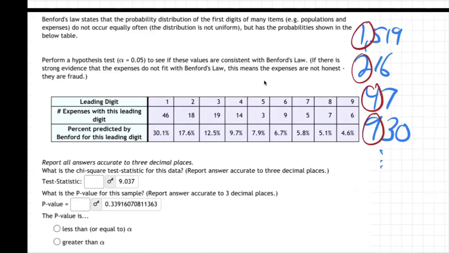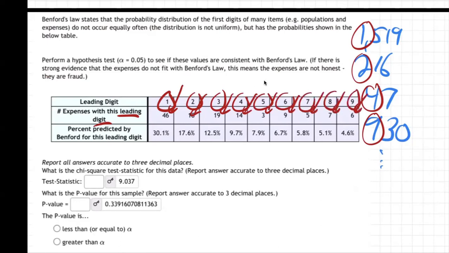Those are the leading digits. And they just keep a record. And so 46 of the times, their leading digit was a 1. And 18 of the times, the leading digit was a 2. 19 of the times it was a 3. 14 of the times it was a 4. 3 times it was a 5. 9 times it was a 6. 5 times it was a 7. 7 times it was an 8. And 6 times it was a 9. When they listed out all their expenses, that's how the leading digits went.